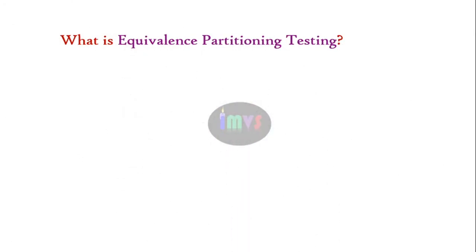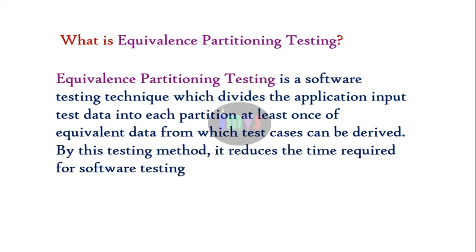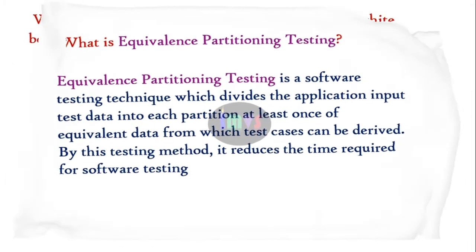What is equivalence partitioning testing? Equivalence partitioning testing is a software testing technique which divides the application input test data into partitions, with at least one test from each partition of equivalent data from which test cases can be derived. By this testing method, it reduces the time required for software testing.